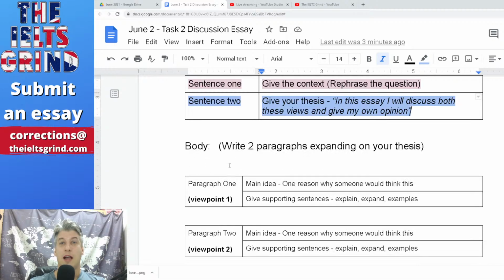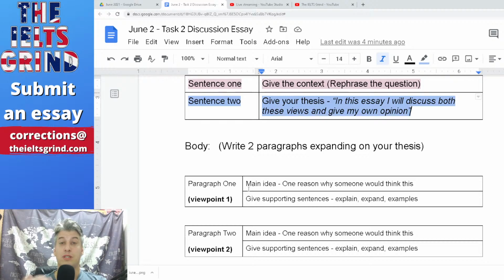Your body paragraphs, there should be 2. And in the first paragraph, you discuss one of the points of view, viewpoint 1, for example. And what you basically have to do is to give at least one main idea, so one reason why someone would think that point of view. Not what you think, but why someone else thinks that. Okay? And within that paragraph, you should give supporting sentences. Explain, expand, and examples of the main idea. This is the basic structure.